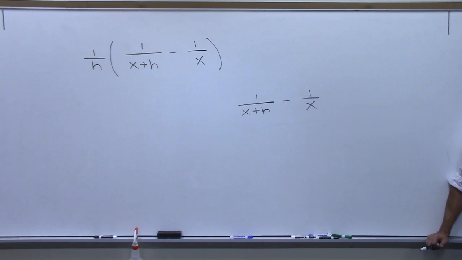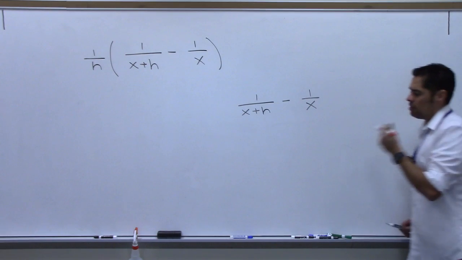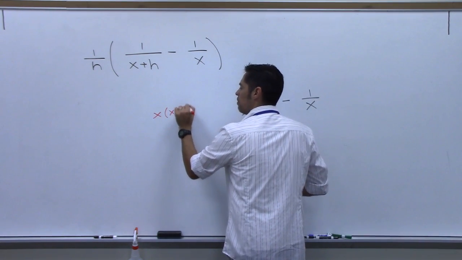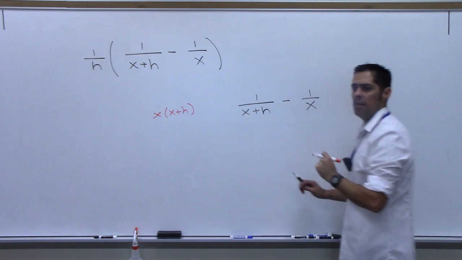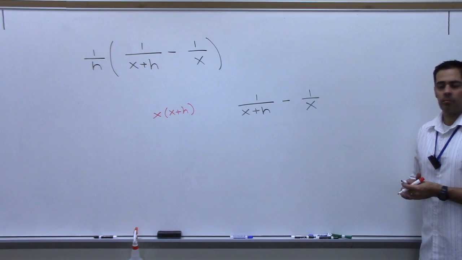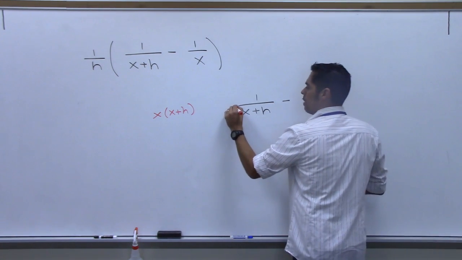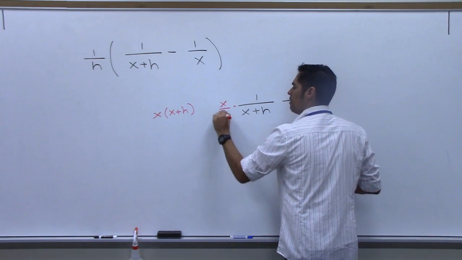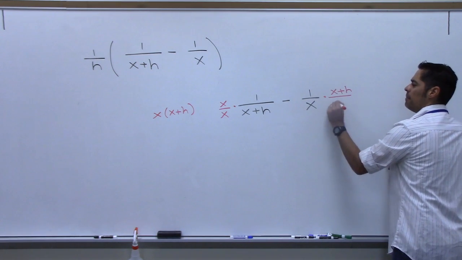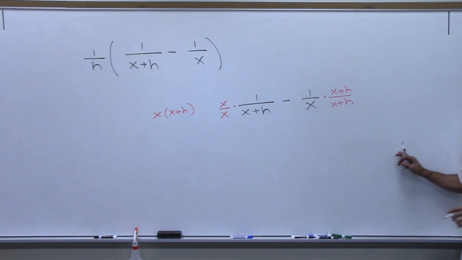So no, it can't be just h because of that addition. Yeah, because of the addition. x times x plus h. So your LCD has to be x times x plus h, both of these factors. It can't be just x plus h. So multiply the x plus h on one side and multiply x on the other. I'm going to multiply x on the top and bottom here, and I'm going to multiply x plus h on the top and bottom here. That's the way to do it.